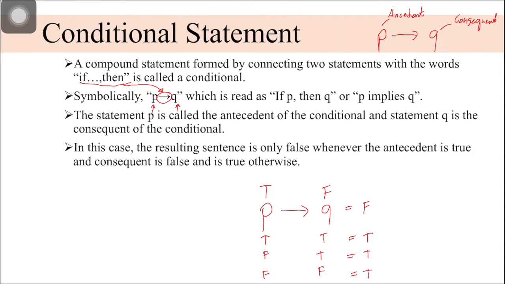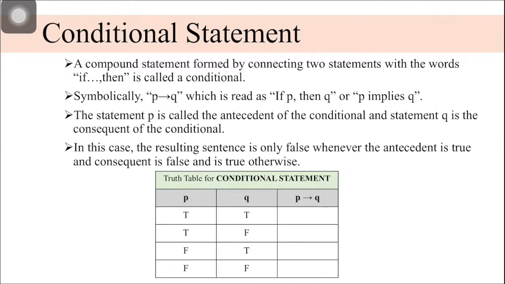So where can the resulting sentence be false? The resulting sentence is only false whenever the antecedent is true and the consequent is false. Otherwise, it is true. Okay? So this is the truth table for the conditional statement. P implies Q. If your antecedent is true and your consequent is false, then the resulting sentence is false. Otherwise, true.